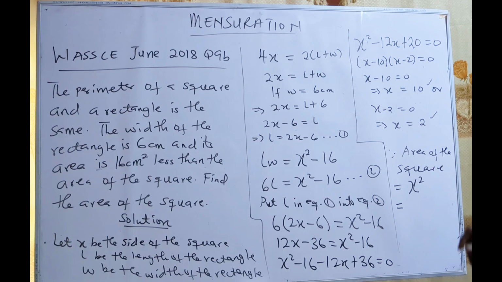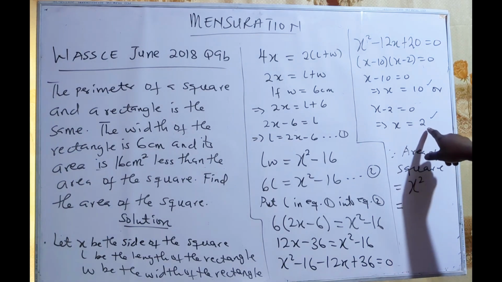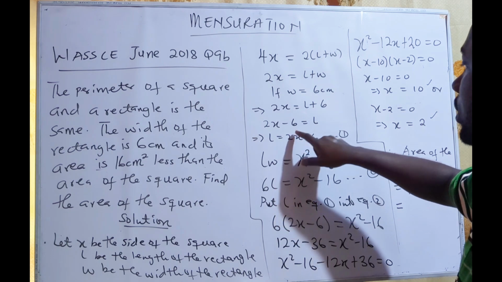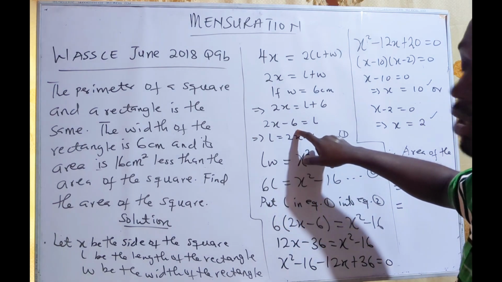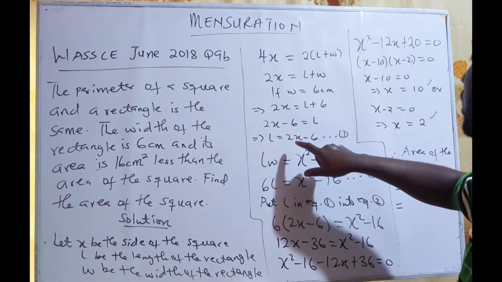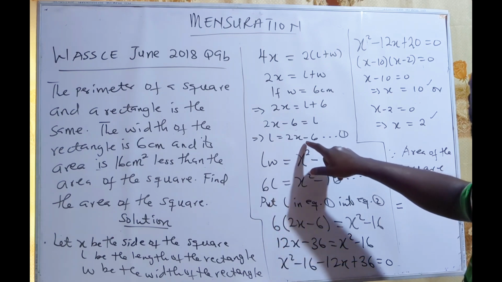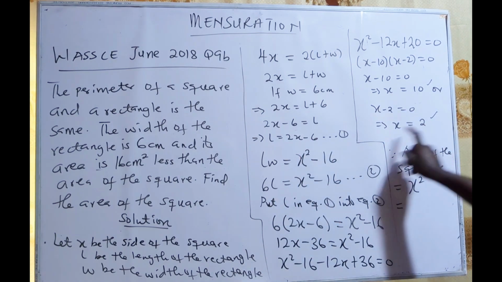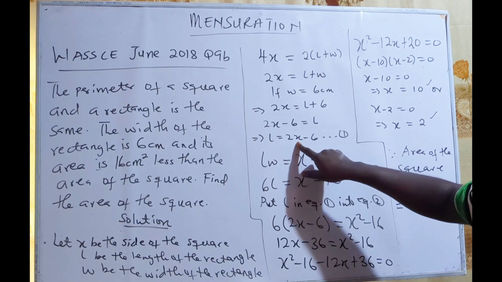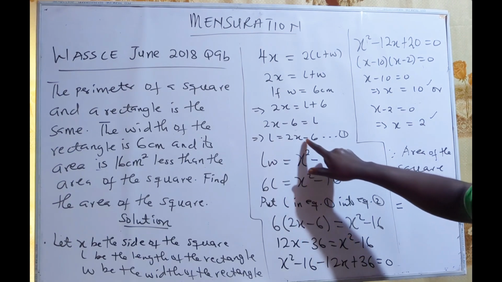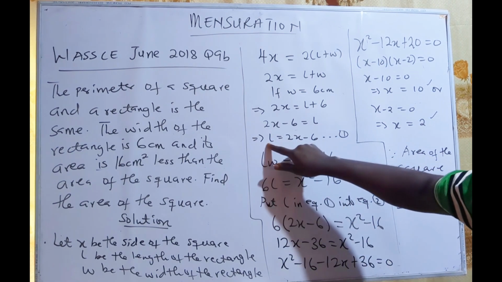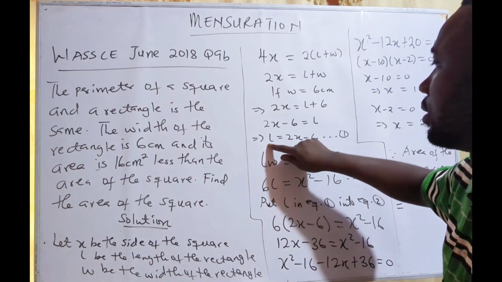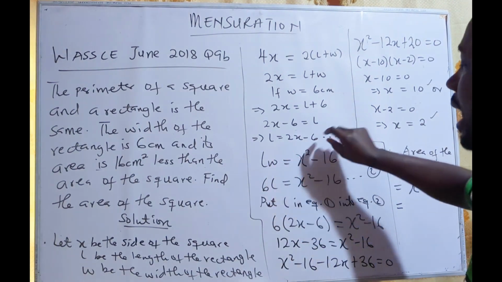All right. But if x is 10, let's check something here. If x is 10, 2 times 10 will give me 20, and then 20 minus 6 will give me 14. If x is 2, 2 times 2 will give me 4, and 4 minus 6 will give me negative 2. That will be the length. This L is the length of the rectangle. So the length of the rectangle cannot be negative.